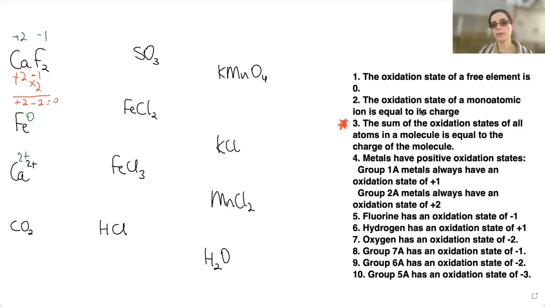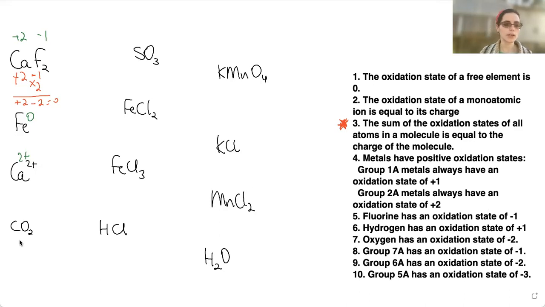We don't have a monatomic ion. We skip number 3 for now. Do we have group 1A metal or group 2A metal? We have carbon and oxygen, so no. Fluorine, we don't have fluorine. Hydrogen, we don't have hydrogen. Oxygen. Oxygen has an oxidation state of -2, right? So I found this first rule that matches my molecule here.